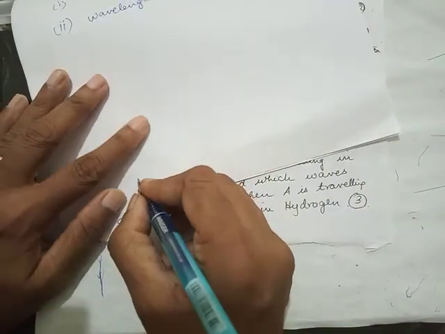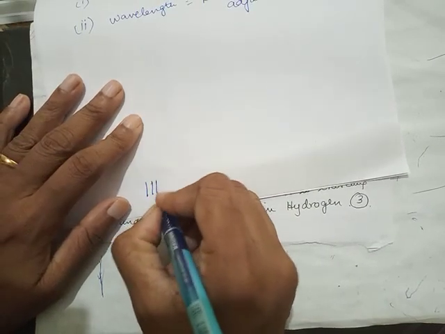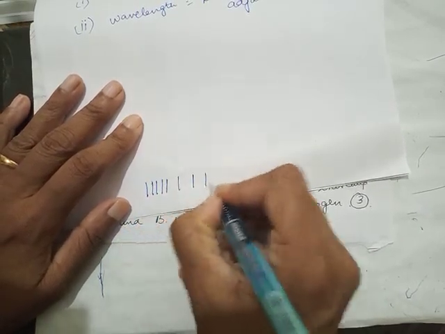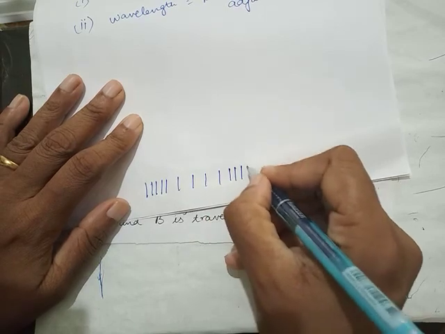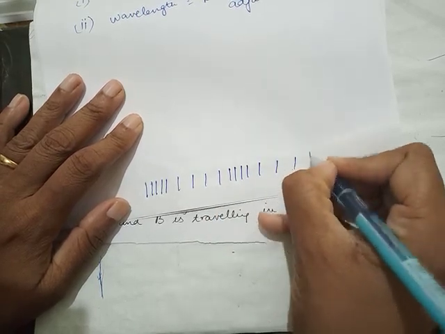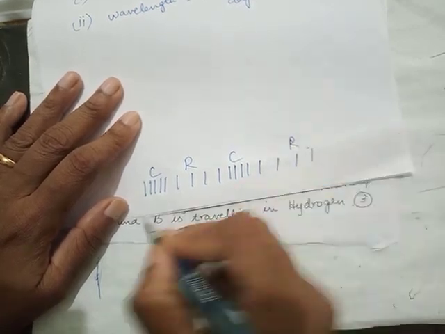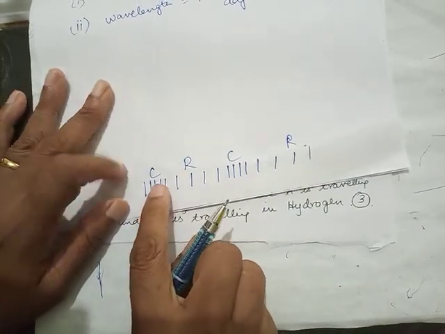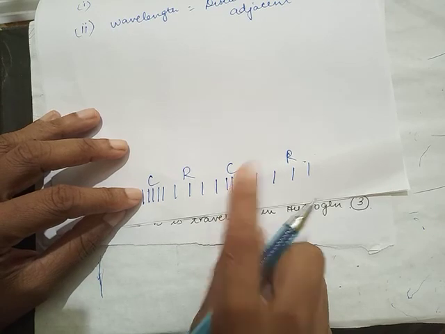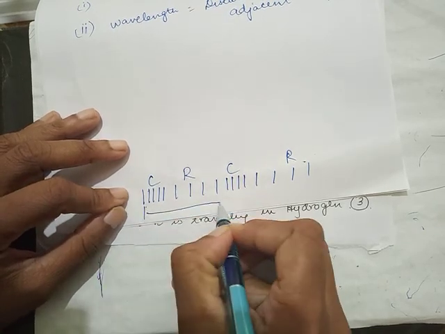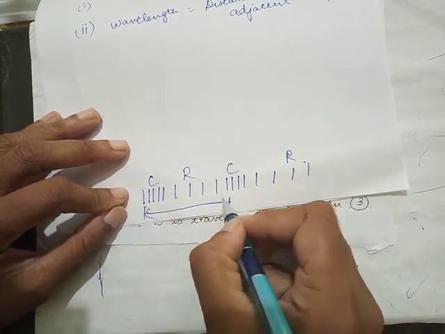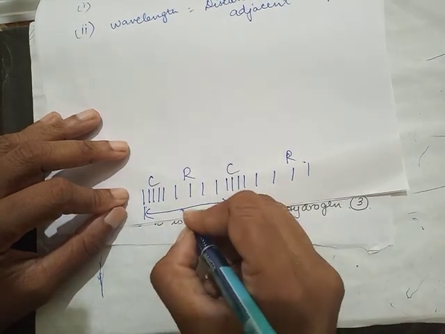Okay, so suppose you first have compression, then rarefaction, then compression, then rarefaction. So CR. This is one compression, and the next adjacent compression is this one. Now the distance between these two is called the wavelength lambda.